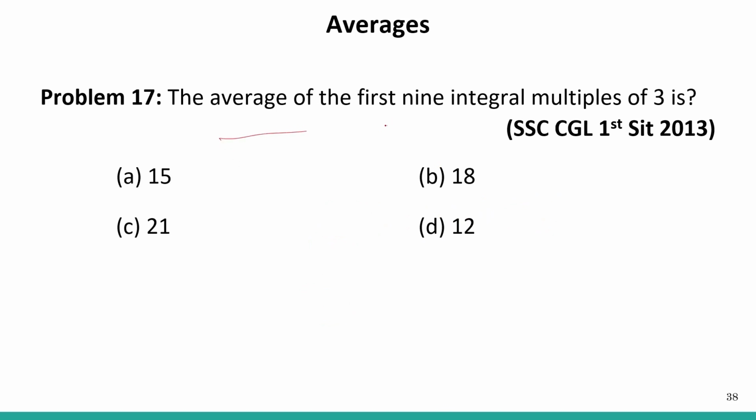So the average of the first 9 integral multiples of 3 is equal to what? 15, 18, 12 or 21. Let's see which among these 4 is actually correct. This question appeared in the SSC CGL first sitting of 2013 paper.